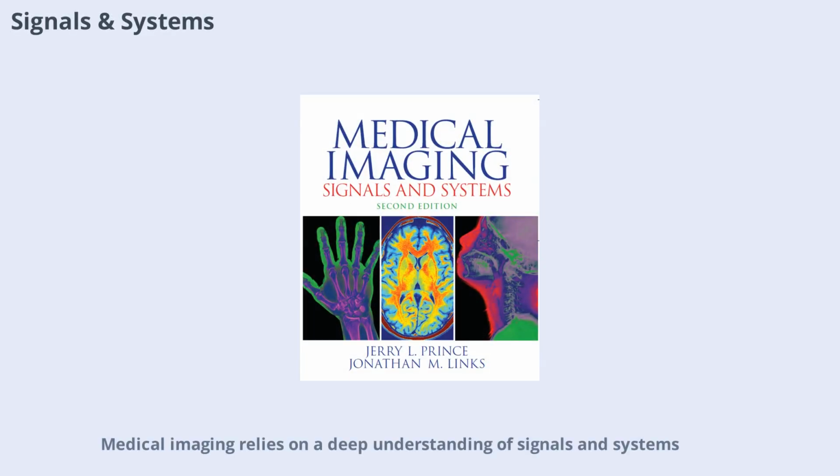Medical imaging relies on a deep understanding of signals and systems. In this chapter, we'll explore how signals are represented, manipulated, and analyzed. You'll see how concepts like Fourier analysis and Laplace transforms are used to model and simulate complex systems. These mathematical tools allow engineers to design, test, and optimize medical imaging devices, ensuring accurate and reliable results for patients and clinicians alike.